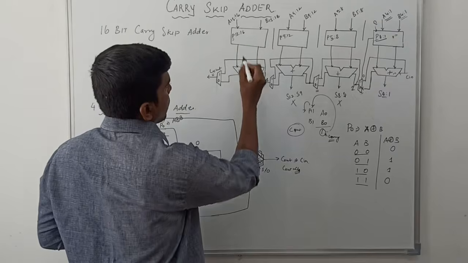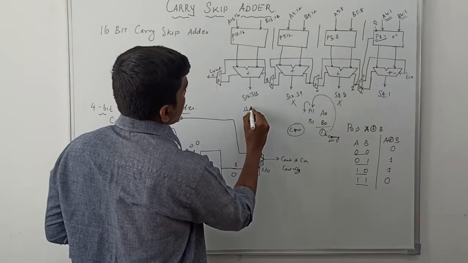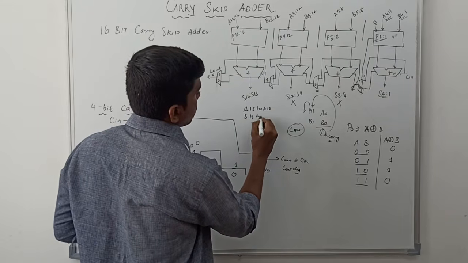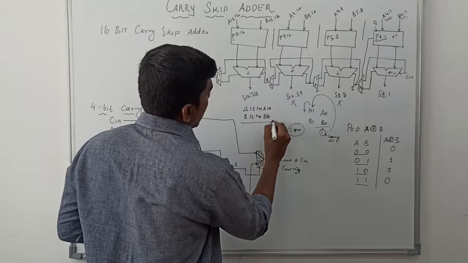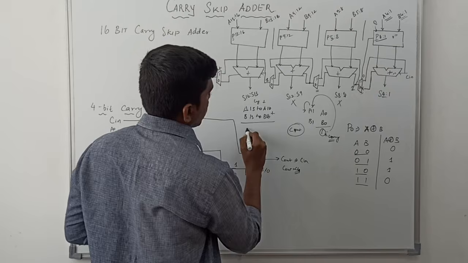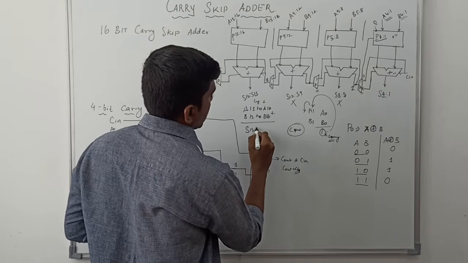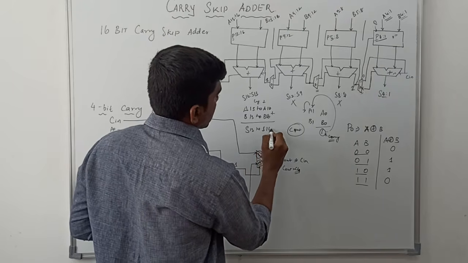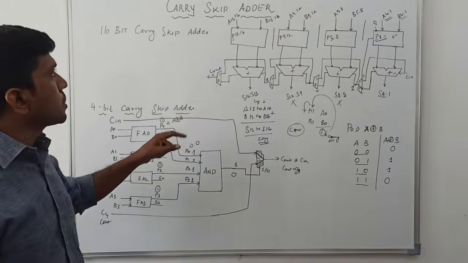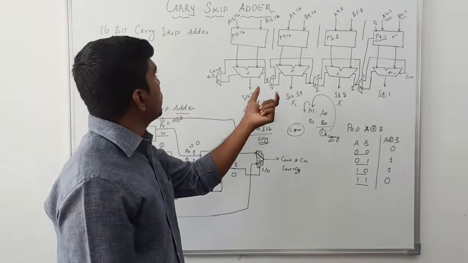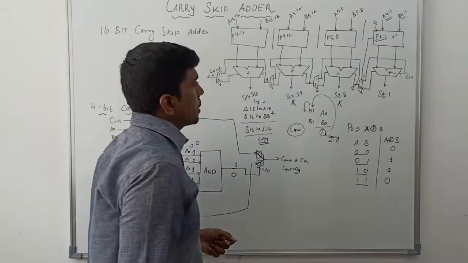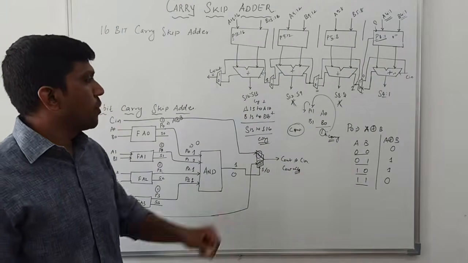Just adding this value: A13 to A16, B13 to B16, added with the carry value. So finally you get the sum S13 to S16 and carry out. So it's a simple operation of carry skip adder. The benefit of carry skip adder is just skipping the module. Just skipping the module, the carry is propagated to the final stage.